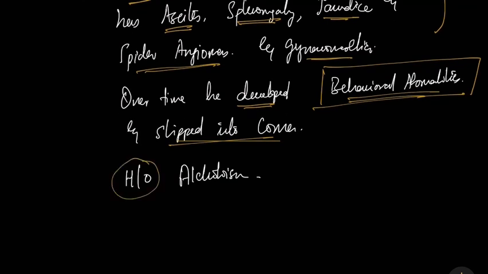All right, then it says this history of alcoholism. So the etiology is alcohol, so it's alcoholic liver cirrhosis.